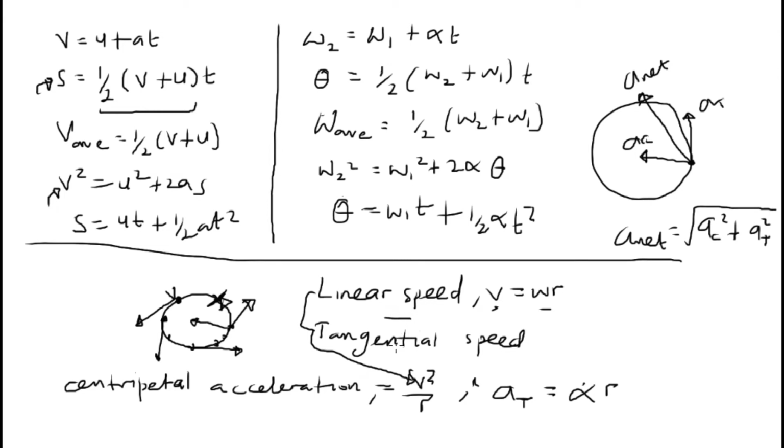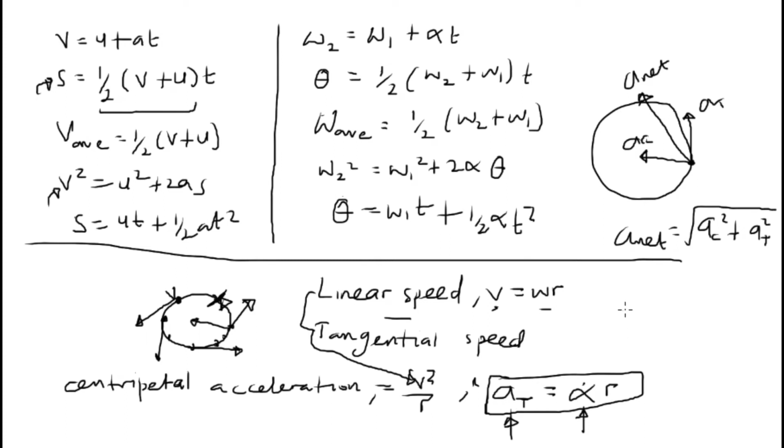Anything linear or tangential has a relationship with the angular. The relationship is always the product of the radius multiplied by that physical quantity. So the relationship between tangential acceleration and the angular acceleration is this equation right here. Just multiply the angular acceleration by the radius.